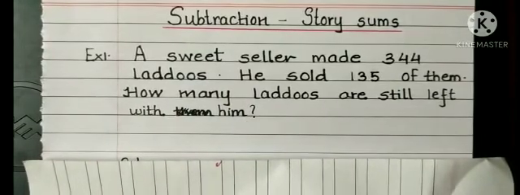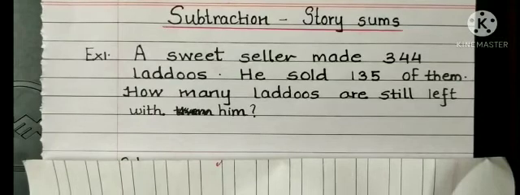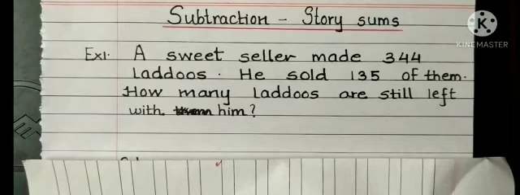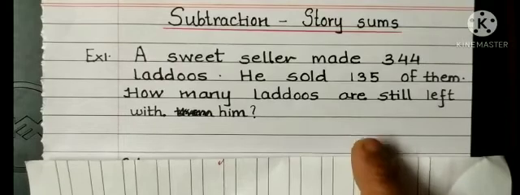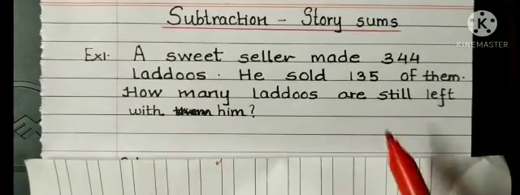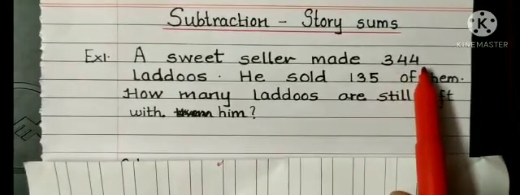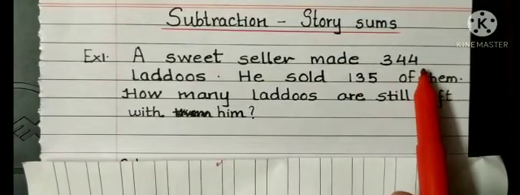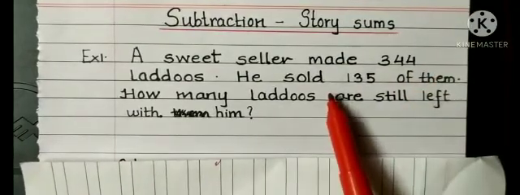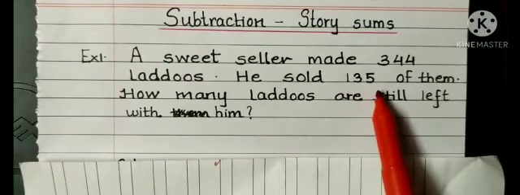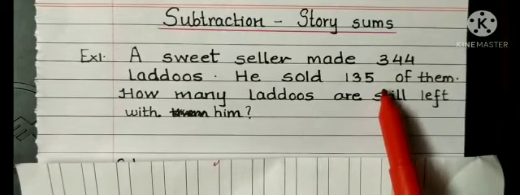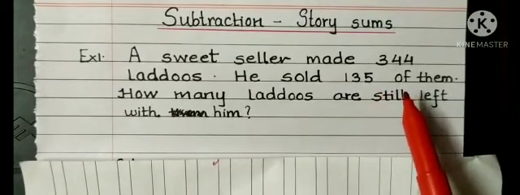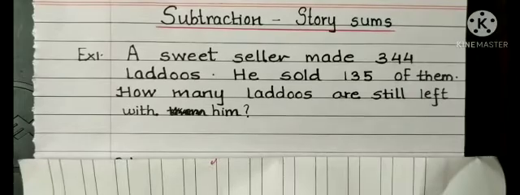Now what is our second step? Find out what is given or what information is given. So what is given here? Here, the sweet seller has made 344 laddus, meaning the total number of laddus. And what else is given? He has sold. So the number of laddus sold, how much? 135.